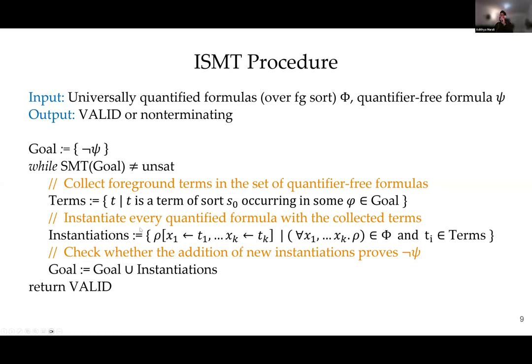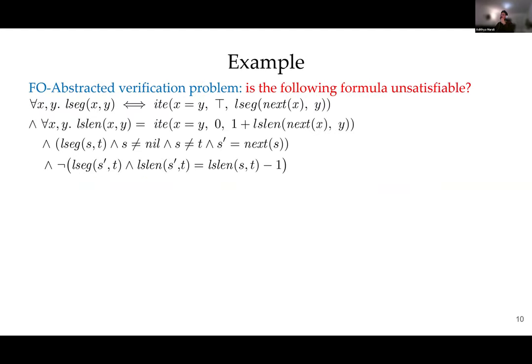Now, to see how this works in practice and why there are these repeated instantiations, let's look at an example. So this is an FO abstracted verification problem that we saw a couple of slides ago. So you have definitions for LSEG and LS length, and you want to check whether when LSEG S to T holds and S prime is the next element to S, whether S prime also is a list segment until T and its length is less than S to T by 1, right? We know that this is true, but we want to prove this using this instantiation procedure.